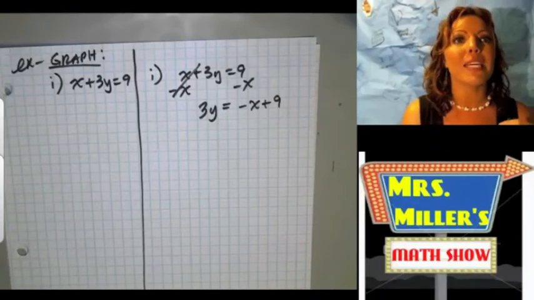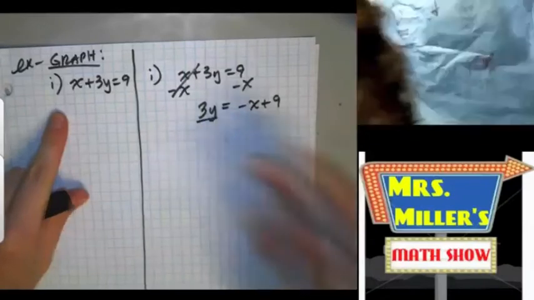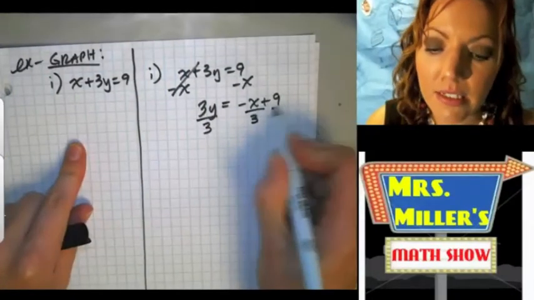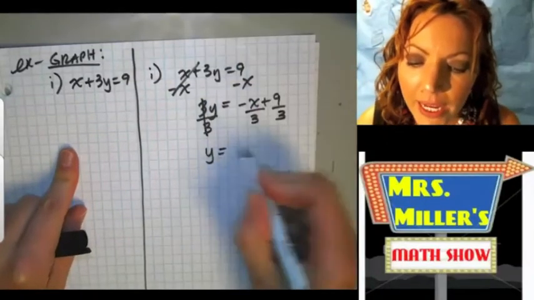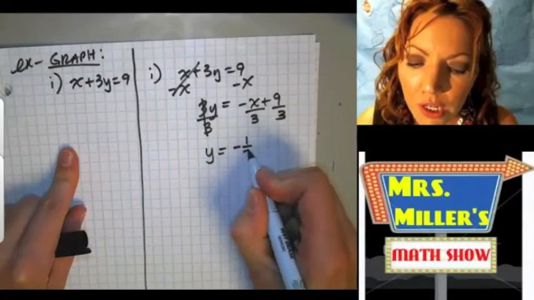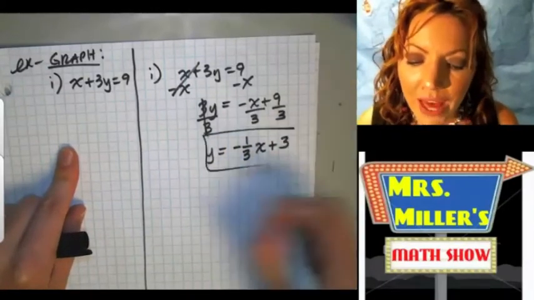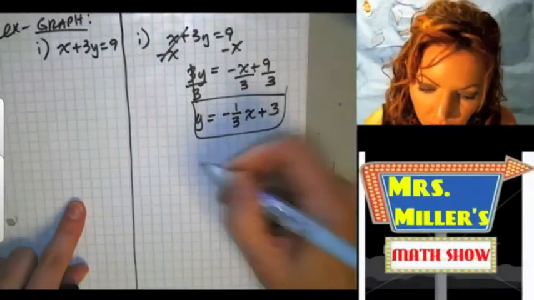All right, who can tell me what the next step is? Yes, Tyler. Divide by 3. Excellent. Divide everything by 3. They cancel out here, and we end up with negative 1/3 x plus 9 divided by 3 is 3. That's what we want to graph. Okay, so let's everybody draw a graph on your paper.